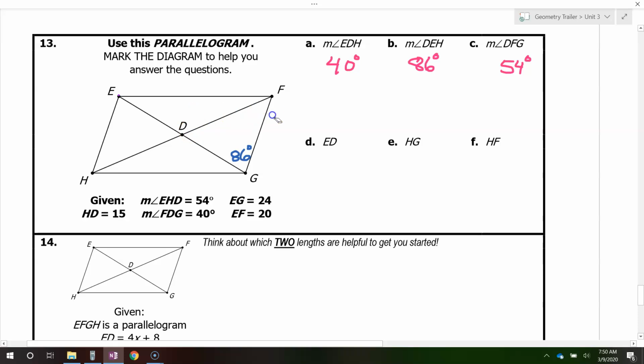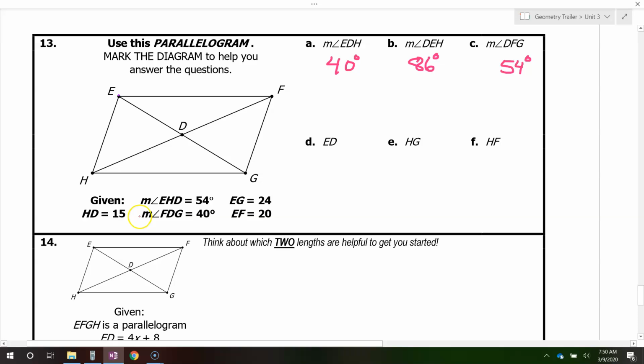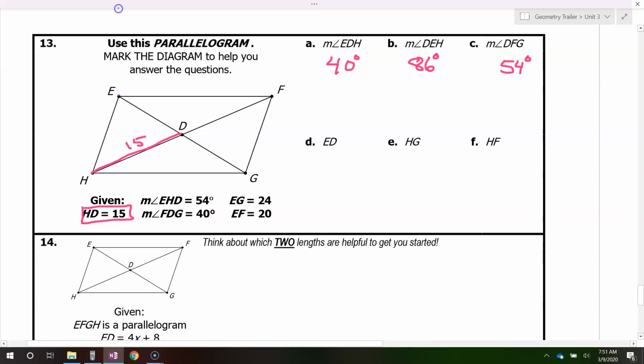Now let's deal with the lengths. They gave us some lengths. HD is 15. So they gave us that this right here is 15. Now, the diagonals of a parallelogram bisect each other. They cut each other in half. So if this is 15, that means that this is automatically going to be 15 as well.